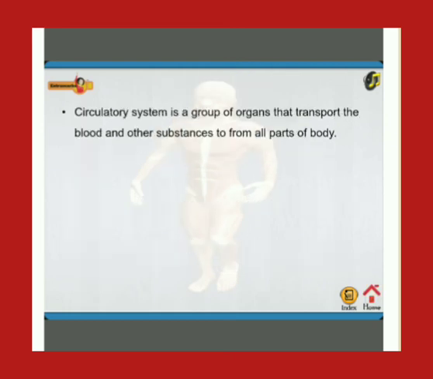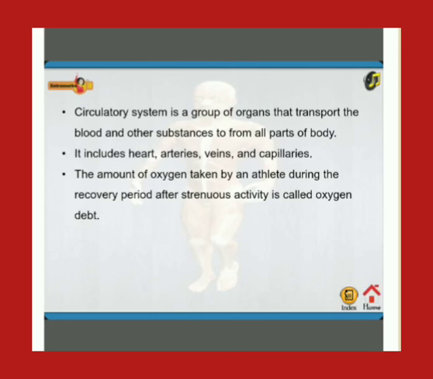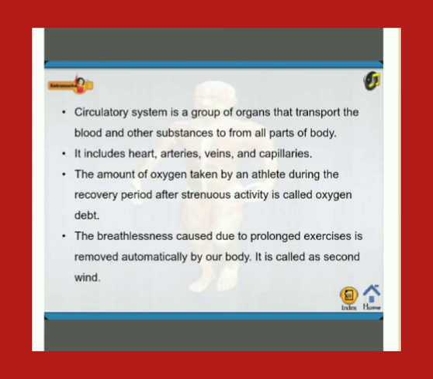Circulatory system is a group of organs that transport the blood and other substances to and from all parts of body. It includes heart, arteries, veins, and capillaries. The amount of oxygen taken by an athlete during the recovery period after strenuous activity is called oxygen debt. The breathlessness caused due to prolonged exercise is removed automatically by our body. It is called second wind.